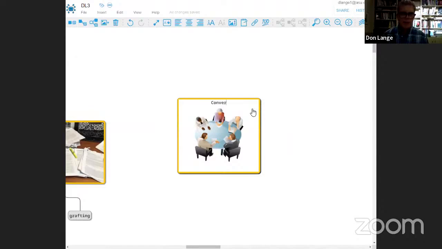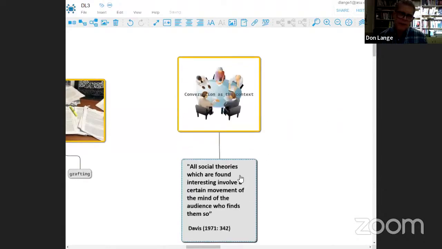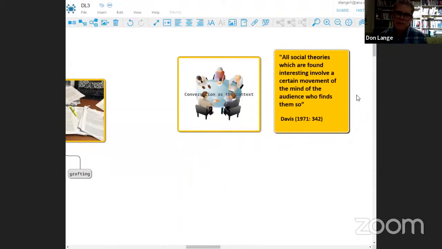Conversation, we're going to make the conversation the context. And I want to start off with this idea from Murray Davis. This is an article that may be familiar to you. It's his famous article from 1971 called "That's Interesting."